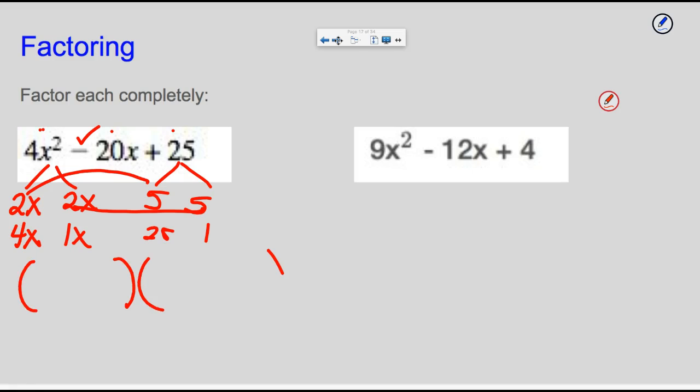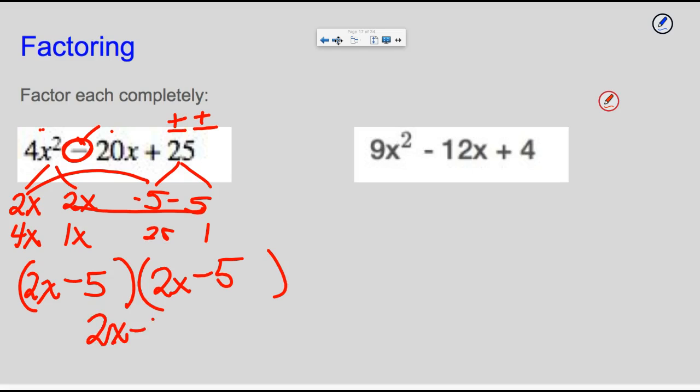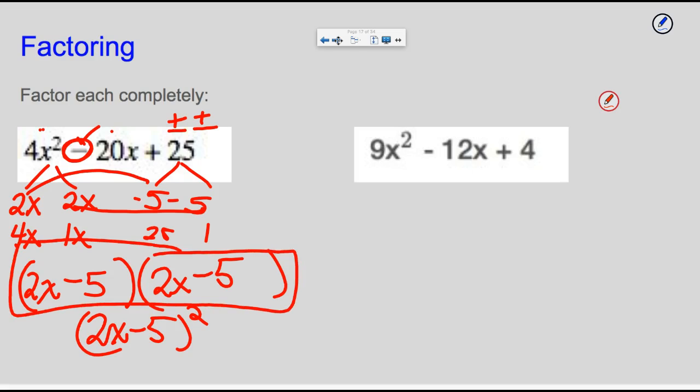So I go like this, and I do a 2x, and I do a 2x. In order to create a positive 25, I need to have 2 negatives or 2 positives. And remember, this guy seals the deal. So I'll have a minus 5 and a minus 5. Sometimes that will be written as 2x minus 5 quantity squared. So it just depends, but this is what you would click on. I'm going to give you a minute to go try this one on your own. And again, go through the process. So go ahead and pause the video and try this one on your own.